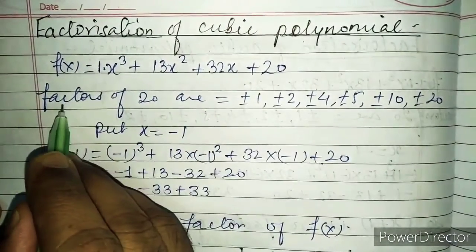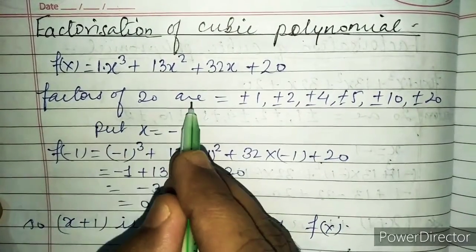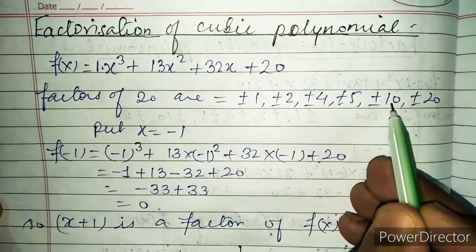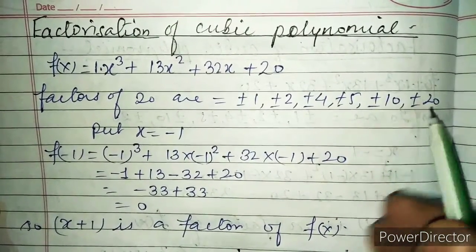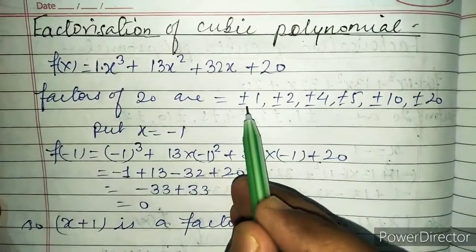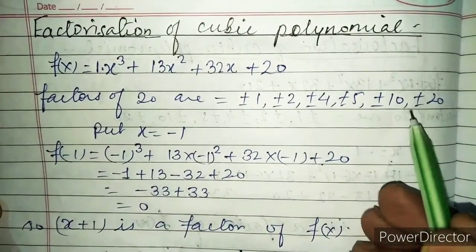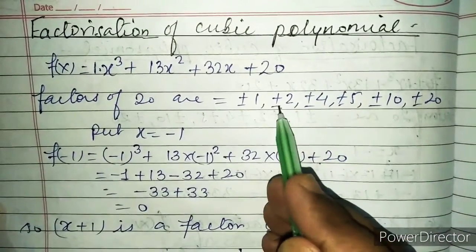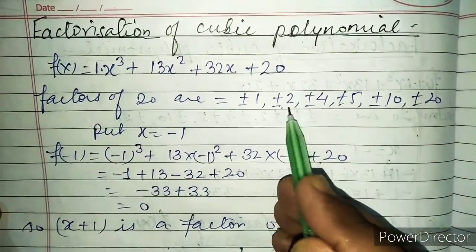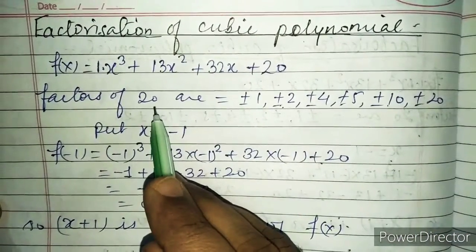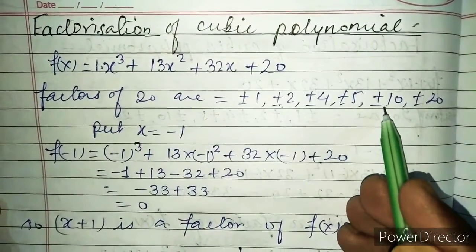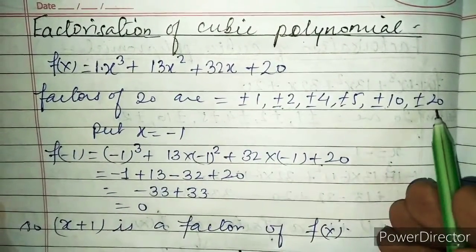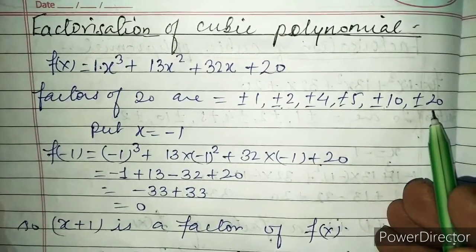Now see, what are the factors of 20? Plus minus 1, plus minus 2, plus minus 4, plus minus 5, plus minus 10, plus minus 20. Why am I taking minus also? Because minus 1 into minus 20 will become 20. Correct? Minus 2 into minus 10 is also 20. So minus 2 and minus 10 are factors of 20. In the same way we always take plus minus 1, 2, 4, 5, 10, 20.